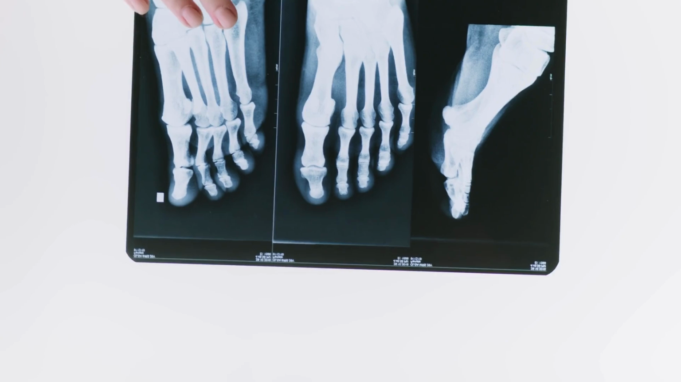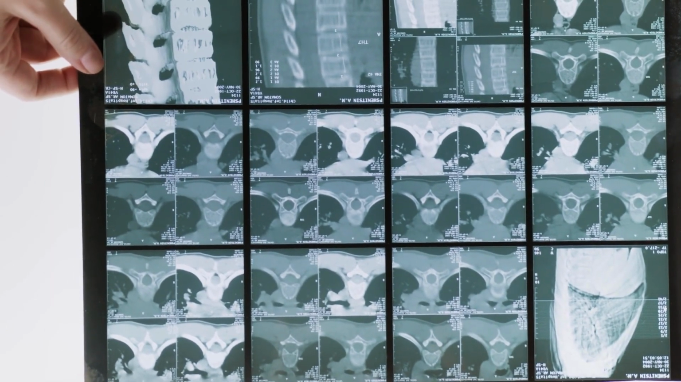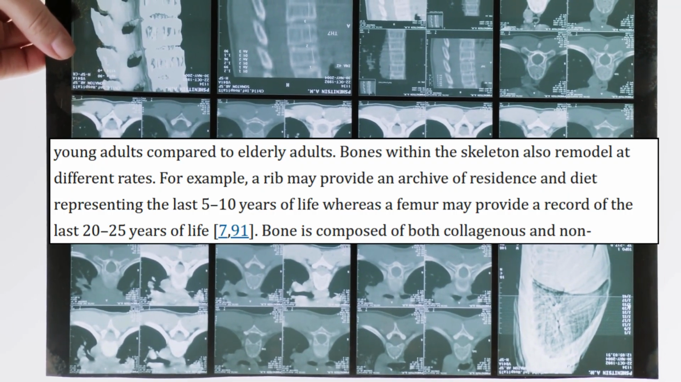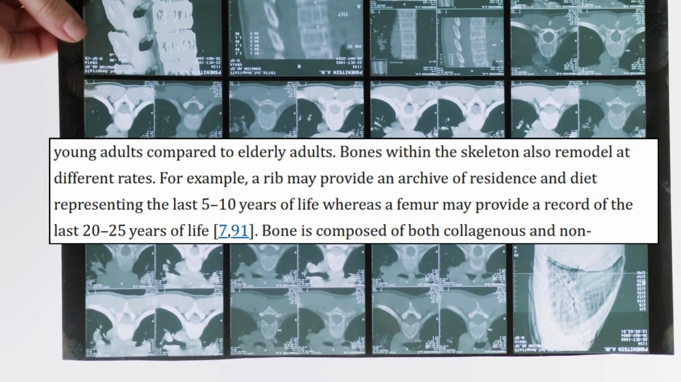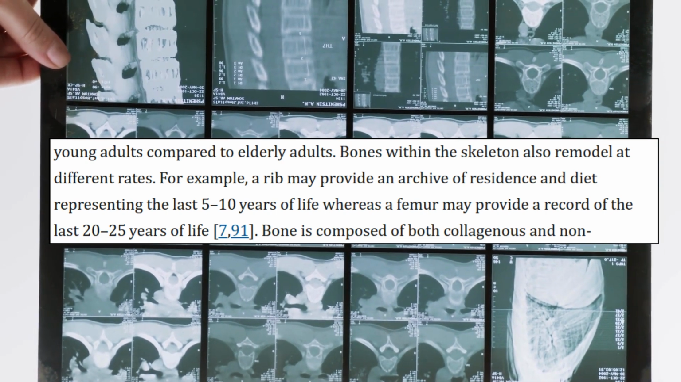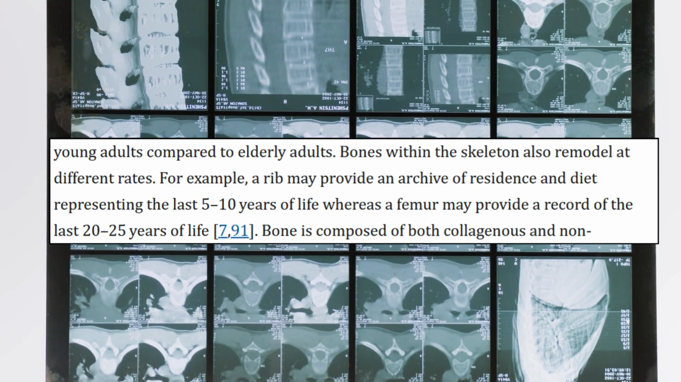Bone tissue can be a useful indicator as it is constantly changing throughout a person's life. It remodels faster in young adults versus the elderly, for example, and is made up largely of collagen, which can be an indicator of the prevalence of protein in a diet. Different bones remodel at different rates, and so a rib bone might give you clues about the geography and diet from the last 5 to 10 years, whereas a femur could tell you information as far back as 25 years.